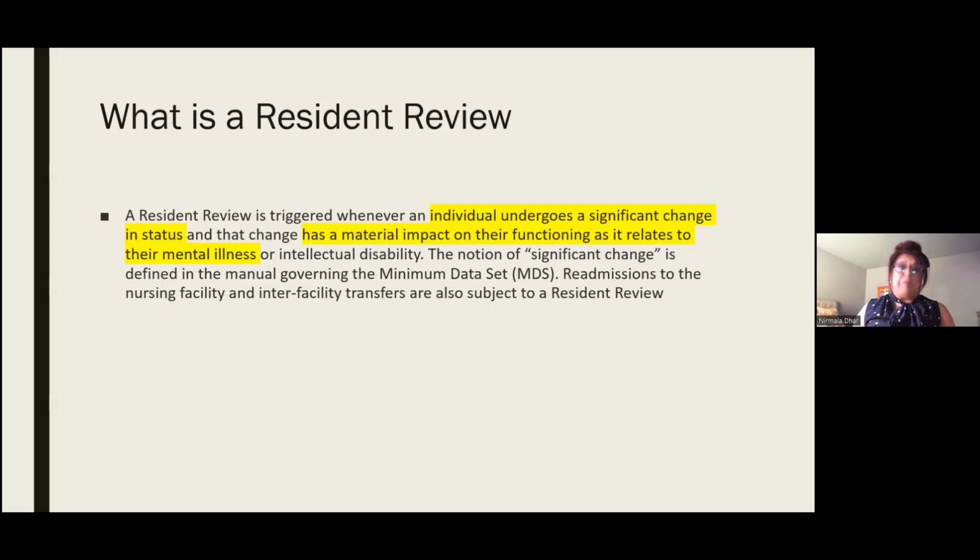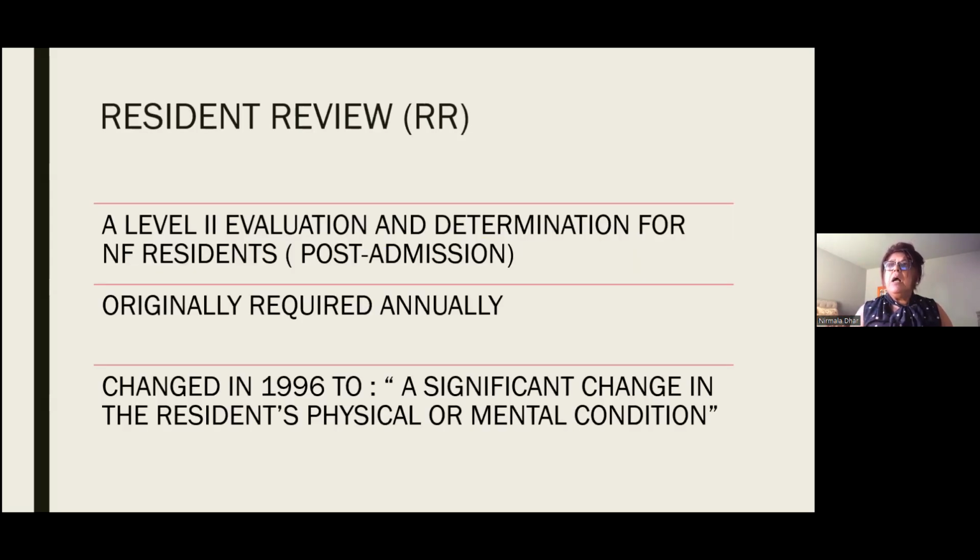What is a resident review? A resident review is triggered when an individual undergoes a significant change in status, and that change has an impact on their functioning as it relates to their mental illness. Okay? So now there is no annual review. Before we used to do annual review, now there's no annual review. However, nursing homes can ask for a resident review by completing the appropriate form.